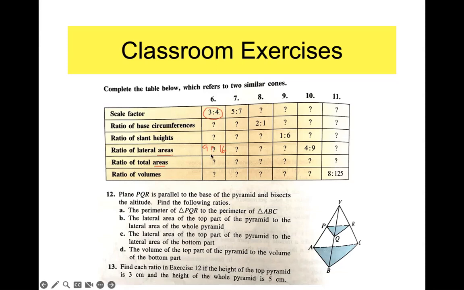Anywhere where it says volume, then it's going to be that number cubed. So let's see, 3 cubed would be 27, and 4 cubed would be 64. So 27 to 64. And anything that doesn't say area or volume, then it's just the scale factor. So this would be 3 to 4, and this would be 3 to 4. And that's how it's done. If they give me the volumes, then I'm simply taking the cube root of that to get to the scale factor. The cube root of 8 is 2, and the cube root of 125 is 5. We just literally did that one. Okay, that is how those tables are done.